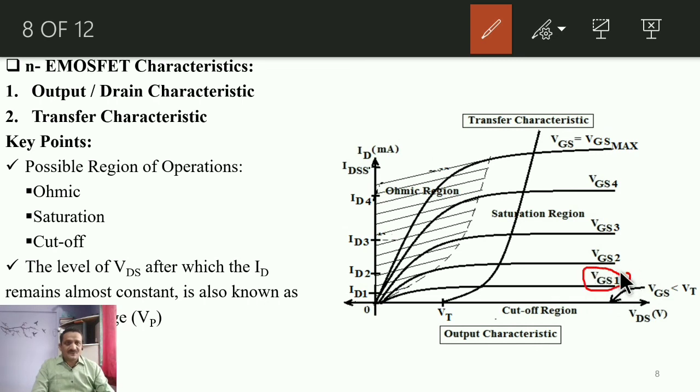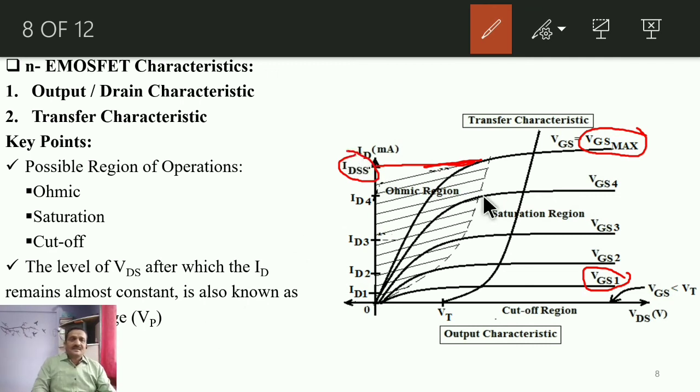Now as you go on increasing VGS from VGS1 to VGS2, as I already told, by increasing this VDS there will initially be an increase in current and later it will remain constant because of channel capacity. But that current will surely be greater than in the previous case. That means ID2 will be greater than ID1, like this. So the last uppermost curve I have shown is VGS max, and the ID that flows relative to that is known as IDSS, that is drain to source saturated current, the maximum current.